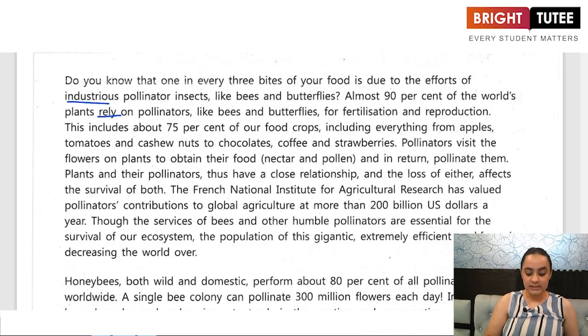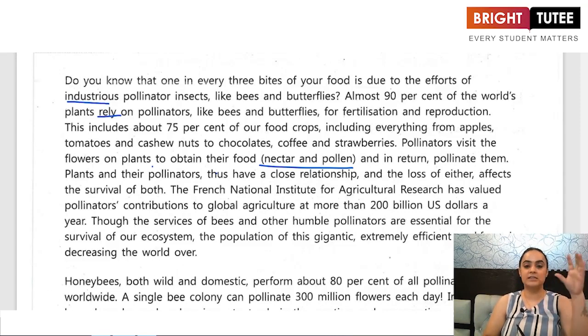This includes 75% of our food crops, including everything from apples, tomatoes, cashew nuts to chocolates, coffee and strawberries. Pollinators visit the flowers on plants to obtain their food, that is nectar and pollen, and in return pollinate them. So how does this entire process take place?